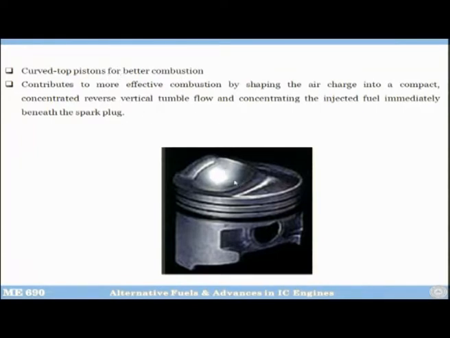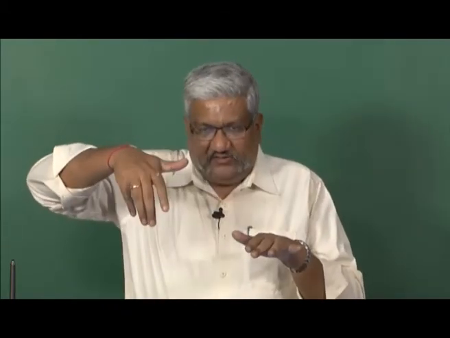So, what happens is that this GDI engine is possible only when you are able to achieve some kind of tumble motion. Now, why should the air change its direction? If it is a flat piston, the change in the direction of the air will not be smooth, because it is having corners and corners.